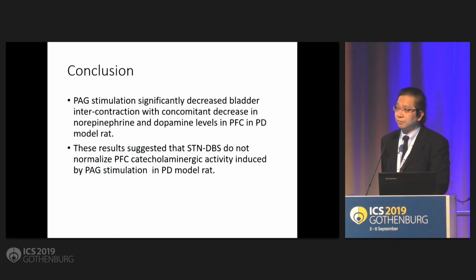Quite interesting. I have a suggestion for you, not a question, how you could further strengthen your data. If I understand it correctly, in every animal you measure the intercontraction intervals and the catecholamine concentrations. If your conclusion is correct, if you plot based on individual animals change in catecholamines versus change in intercontraction intervals, you should get a fairly nice and tight correlation. Because you have a big variability between animals.